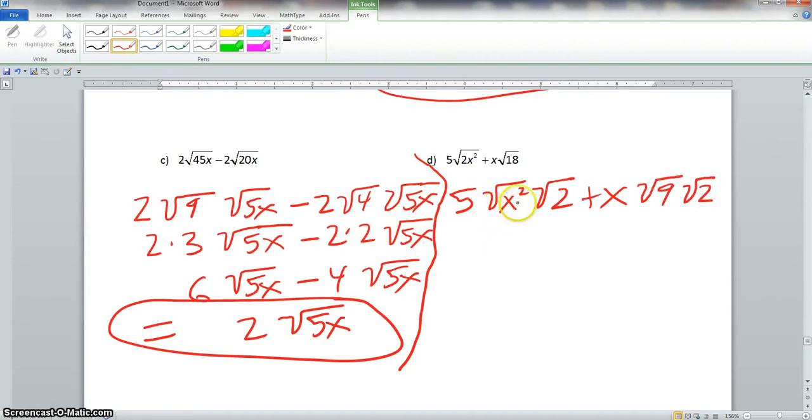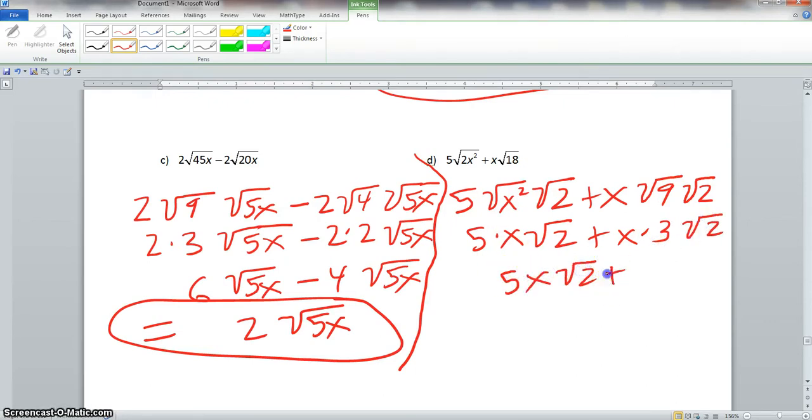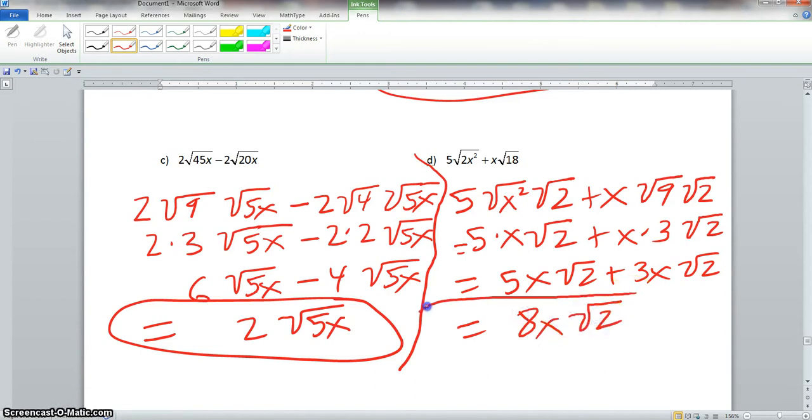So we know the square root of x squared is x. So it'll be 5 times x times the square root of 2, plus x times the square root of 9, which is 3, square root 2. So this will give us 5x square root 2 plus 3x square root 2. Now, we have here the same index and the same radicand, so we can add them together. 5x square root 2 plus 3x square root 2 is 8x square root of 2. And that is the final answer.